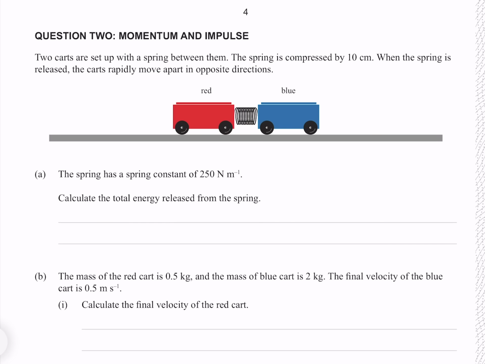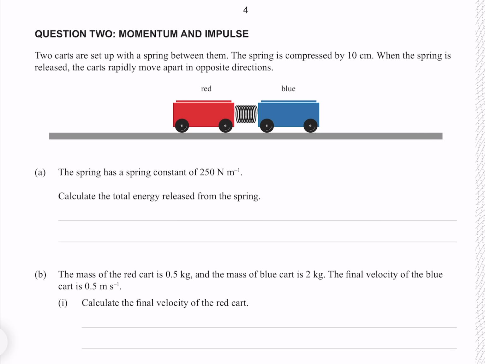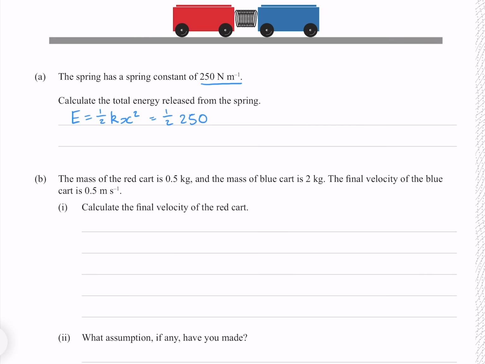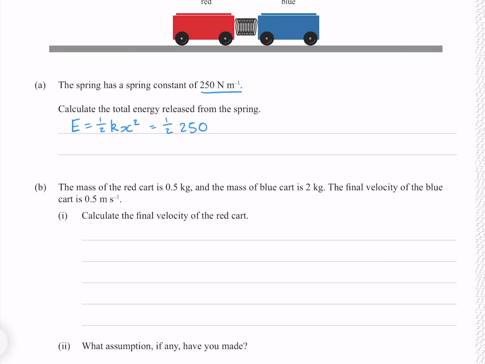Question 2. Two carts are set up with a spring between them. The spring is compressed by 10 centimeters. When the spring is released, the carts rapidly move apart in opposite directions. The spring has a spring constant of 250 newtons per meter. Calculate the total energy released from the spring. The equation for the energy in a spring is this one here, where we know our k is 250 and our x, which is our displacement, is 10 centimeters or 0.1 meters, giving me 1.25 joules.